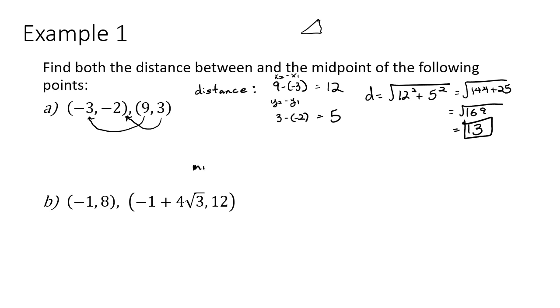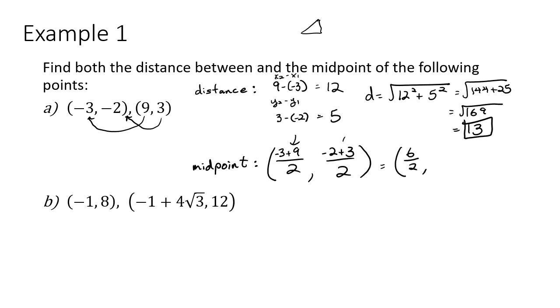Next up, we've got the midpoint. And for the midpoint, you just average the x's, average the y's. So I'm going to add the two x's together, -3 plus 9, cut it in half, add the two y's together, -2 plus 3, cut it in half. So for the x values, -3 plus 9 would be 6. -2 plus 3 for the y value would be a +1. So that would just reduce to 3, 1/2.